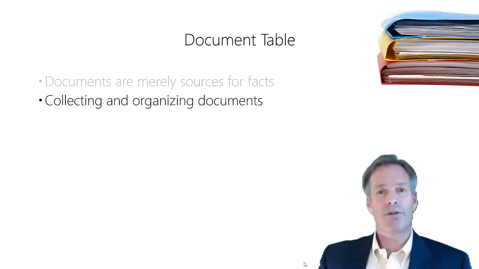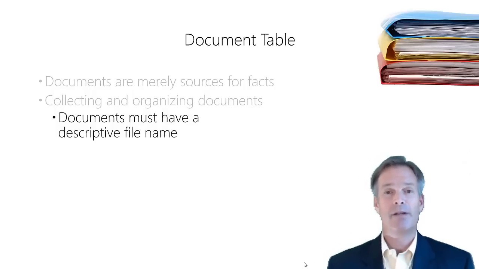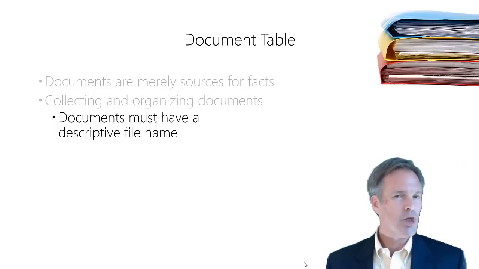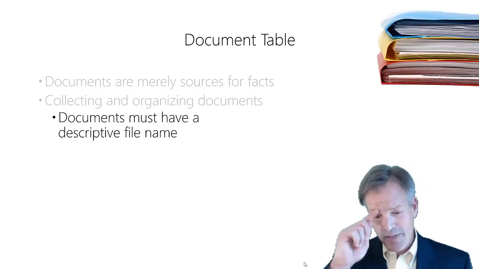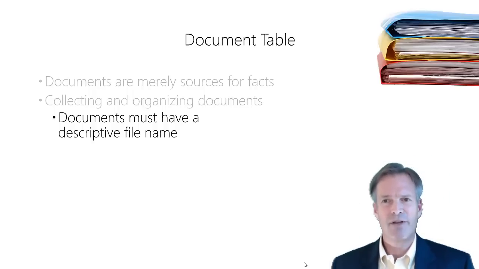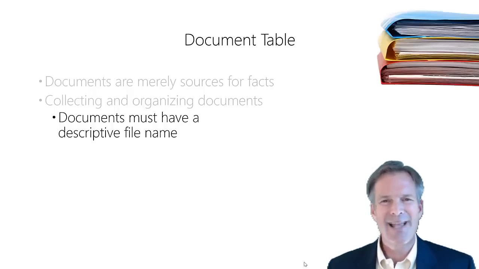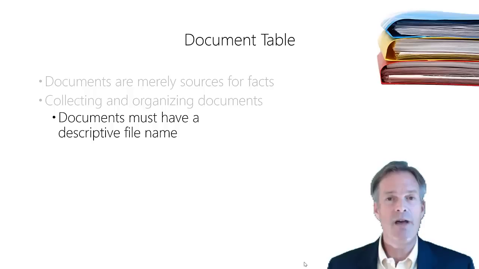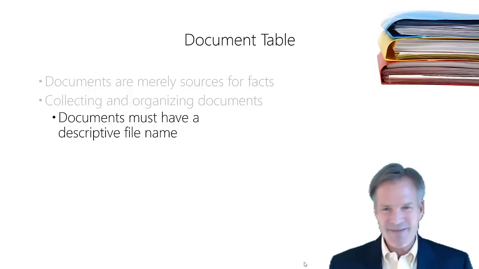And how are you going to do this? Well, first of all, they've got to have a descriptive name. You have to be able to look at the document table and see what the document is. It can't just be a document that's called 00435 Smith. Well, or Exhibit 7. What does that tell you about the document? Nothing. You got to be able to look at the table and read the name of the document and understand what it is.